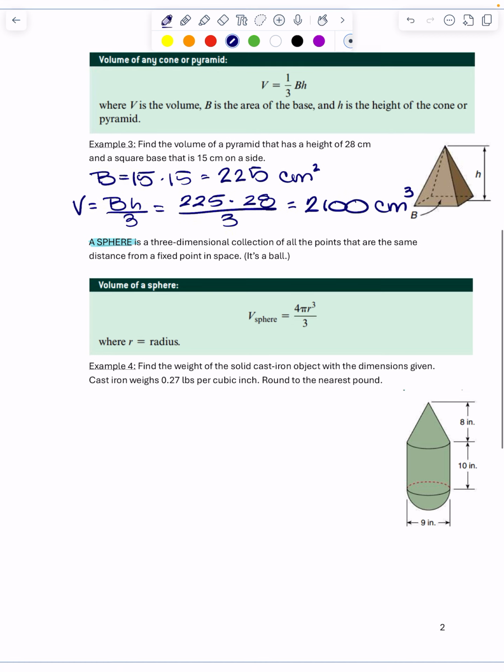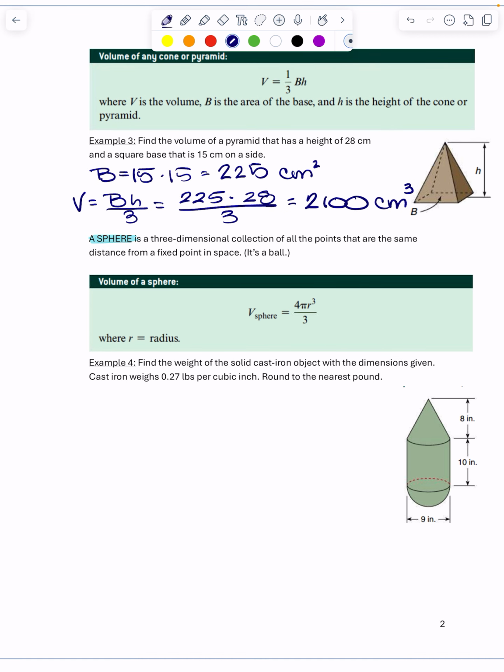And rather than doing this separately, we are going to find the volume of this composite shape. Okay? And then we want the weight. If we use cast iron, and we have this conversion, so we want the weight of the solid cast iron object with the dimensions given. I am just going to go top to bottom.